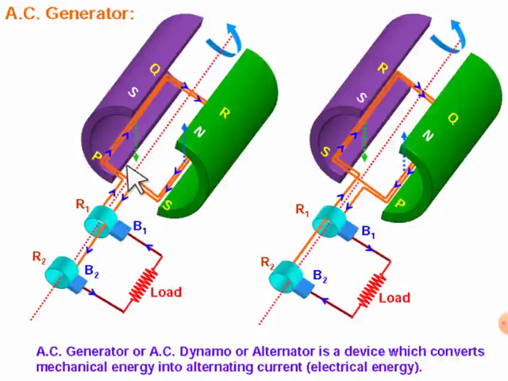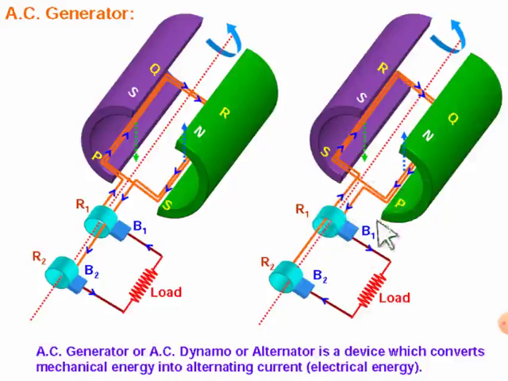In the second half, after the half rotation of the coil, PQ comes up and your side of the coil RS will go down. Okay, so again, by applying the Fleming right hand rule, which is also known as generator rule, the direction of the current will be P R1. P is always connected to R1, right? So P R1, B1, then B2, R2, then S, R, Q, P, like that.